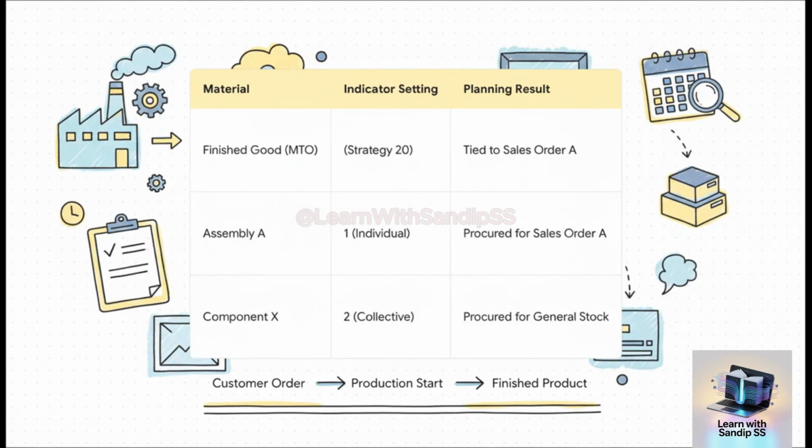This table right here is a perfect example. Let's walk through it. The finished good, of course, is tied to a specific sales order. We'll call it Sales Order A. Now, look at Assembly A. It's set to individual, so it gets procured just for Sales Order A. But then you see Component X. It's set to collective, so the system just says, hey, I need one of these, and pulls it from the general pile. This one little setting gives you so much control.